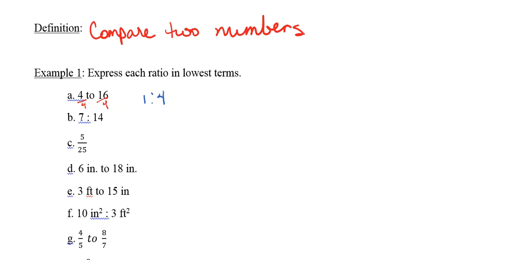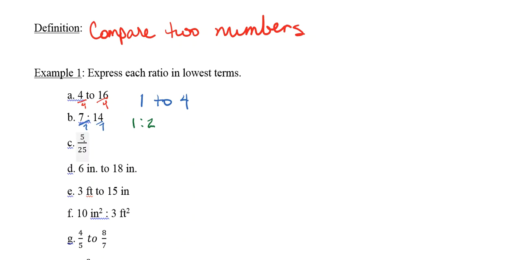If I do the same thing with the next one, they're both divisible by 7. Oh, and I just realized I changed how I wrote this. We'd want to try not to change how we write them. If they're given with the word to, let's go ahead and leave it with the word to. Whereas on B here, I'm dividing by 7, so when I change it, it's going to be 1 to 2. So I say the word to, but I'm not showing it. So the other one is twice as big.